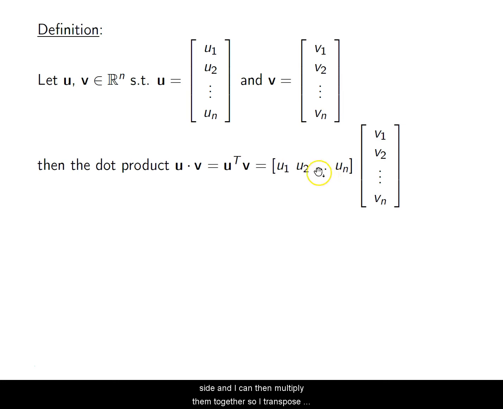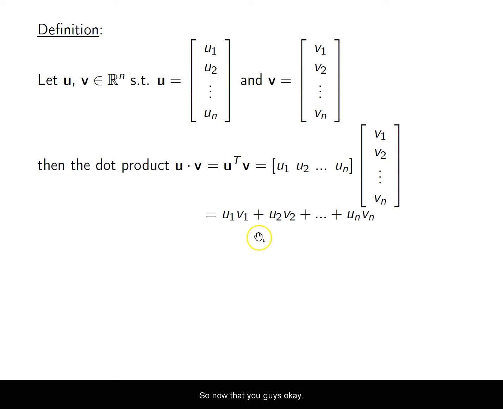So I transpose u, I multiply it times v, so u1 and v1 multiply, and that adds to u2 times v2, and so forth, which we can write as such. So notice, you guys, I'm multiplying two values.